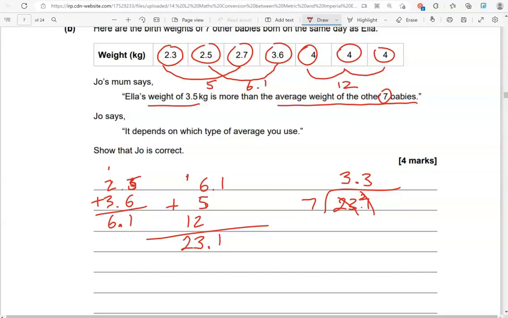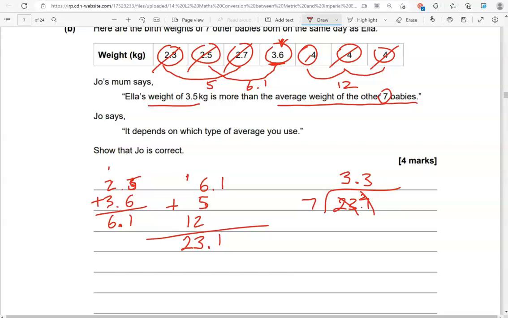Now, if we use the median, what happens? Are these in order? 2.3, 2.5, 2.7, 3.6, 4, 4, 4. So that helps us with the median. Which one is the middle number? That is this one here. So if I cross out both sides, I've got 3.6.